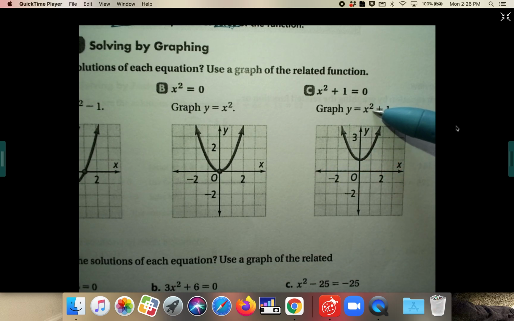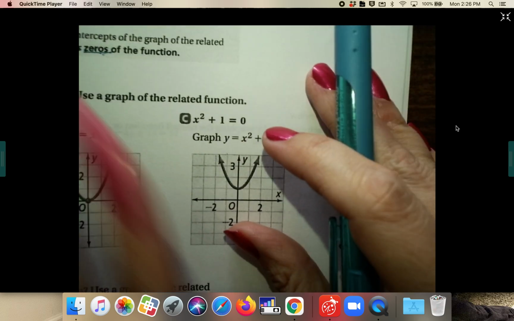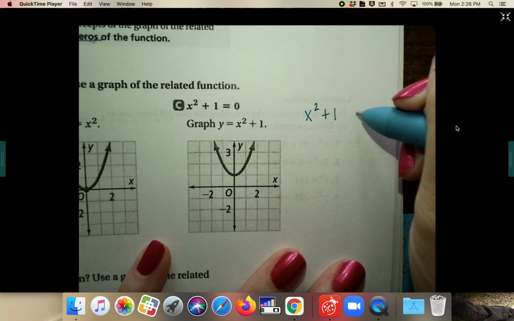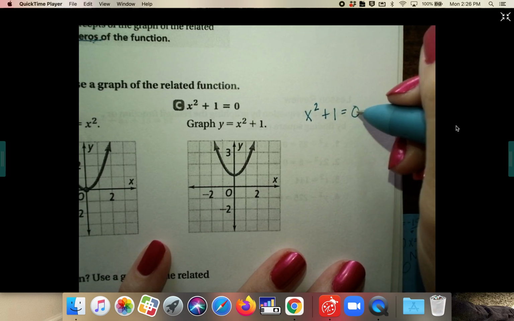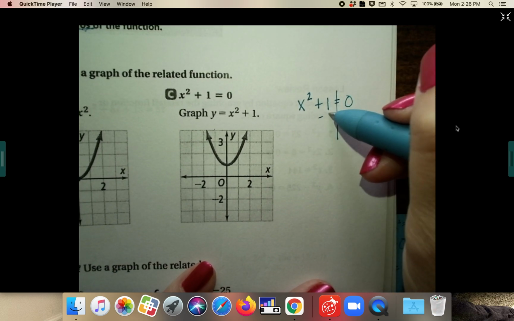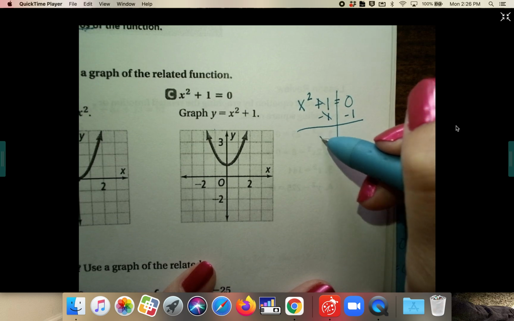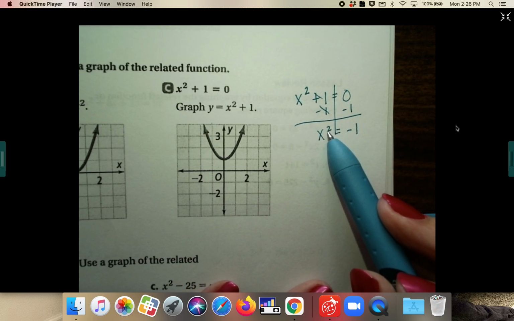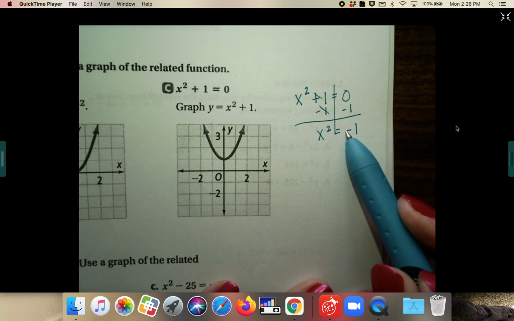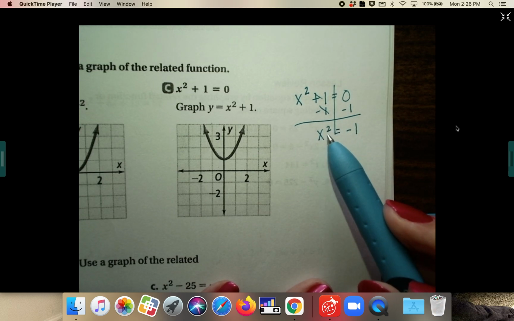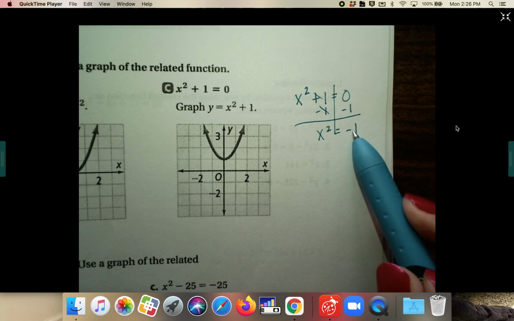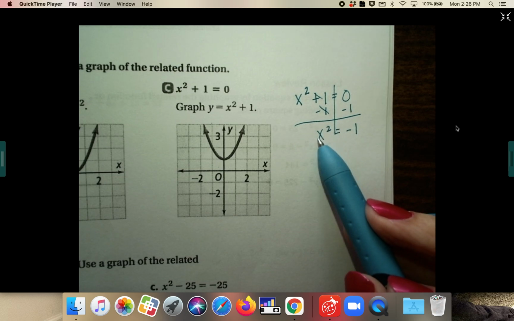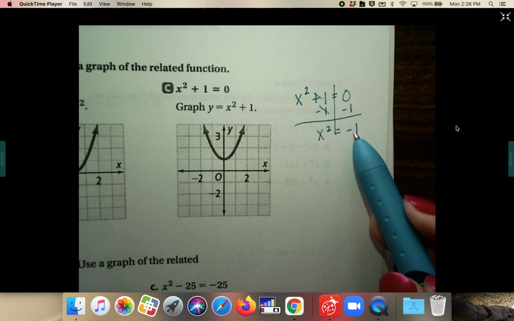So if we tried to calculate this mathematically, I'll go ahead and prove it to you. X squared plus 1 equals 0. If we were to solve it, you would minus 1, and then you would have x squared equals negative 1. You can never have any number squared that would be equal to a negative, because a number times itself is always going to be positive. Any number, a negative times a negative is a positive, and a positive times a positive is a positive.